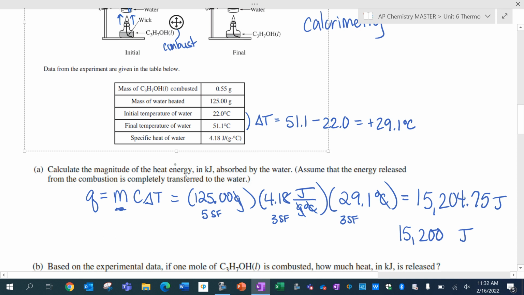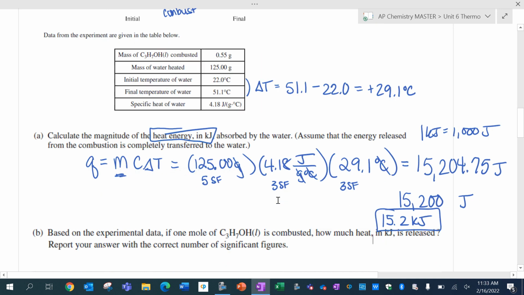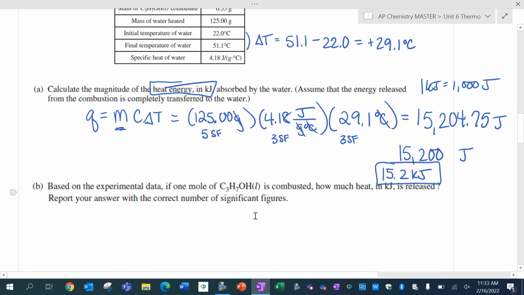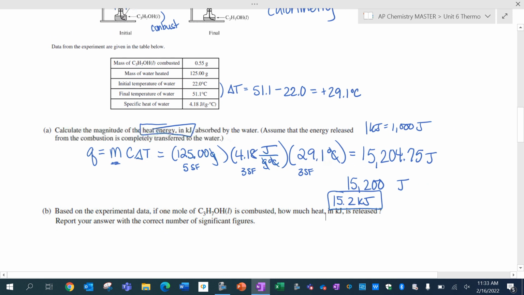But the question actually asked me to report it in kilojoules, and we know that 1 kilojoule is 1,000 joules. So I'm actually going to write this as 15.2 kilojoules. There we go. So that's my energy absorbed by the water. Now what I want to do is figure out how much energy would be released if a mole of propanol combusts. So let's go back and observe what we did here.